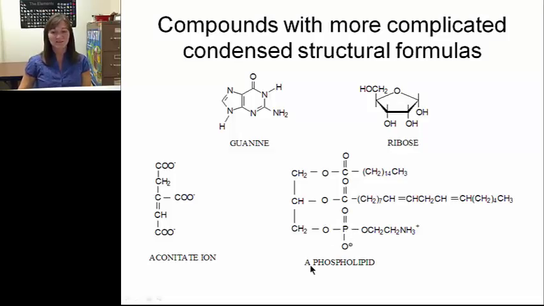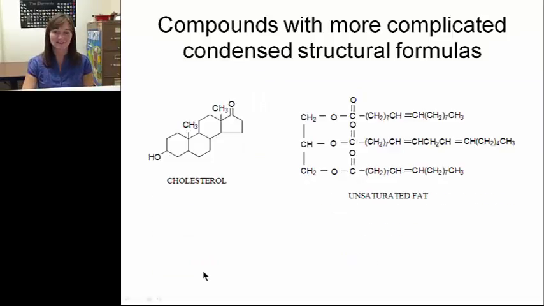A phospholipid is found in your cell membranes. So we'll talk about that a little bit when we get to biochemistry. Here's guanine, which is found in DNA. Ribose is a monosaccharide, so it's a simple sugar. This guy here is found in the citric acid cycle, which you'll probably learn about in biology. Cholesterol is a lipid we'll talk about when we get to biochemistry.